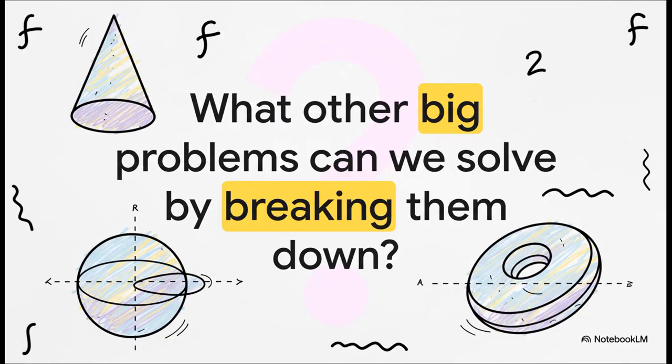So I'll just leave you with this thought to chew on. The fundamental strategy we used here was to take a big, intimidating problem like the volume of a weird shape and just break it down into tiny, manageable pieces that we already knew how to solve. If that works so well for physical objects, what other huge, complicated, maybe even non-physical problems in our lives could we start to solve if we just used that same approach?